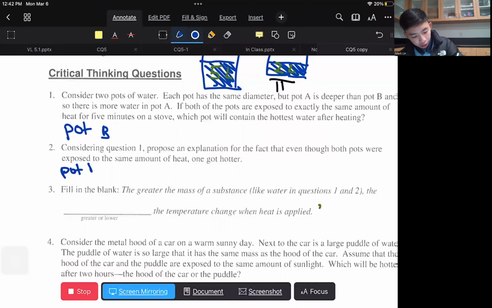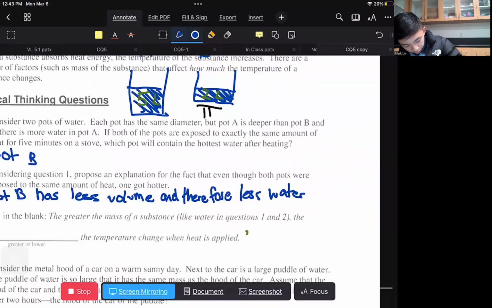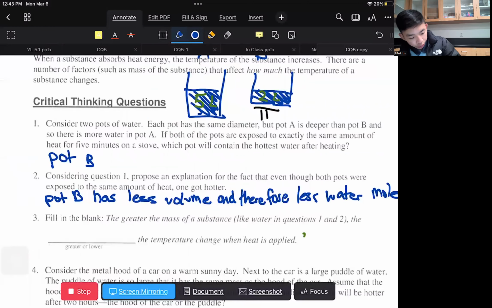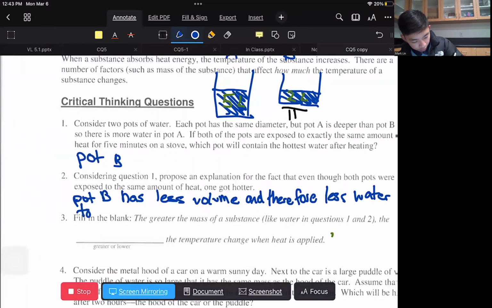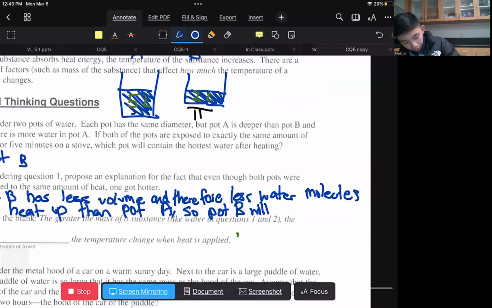So for pot B, I'll say less volume, therefore less water molecules to heat up, compared to pot A. So pot B will be hotter.